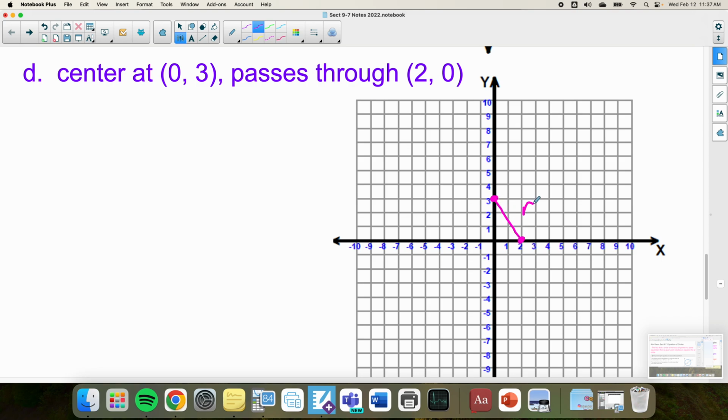Okay? I can do 2 different things to find that radius, and really it's up to you which way you want to. One thing I could do, this point is 0, 3. And this point right here is 2, 0. Anyone want to take a guess of something we've learned that we could find now?